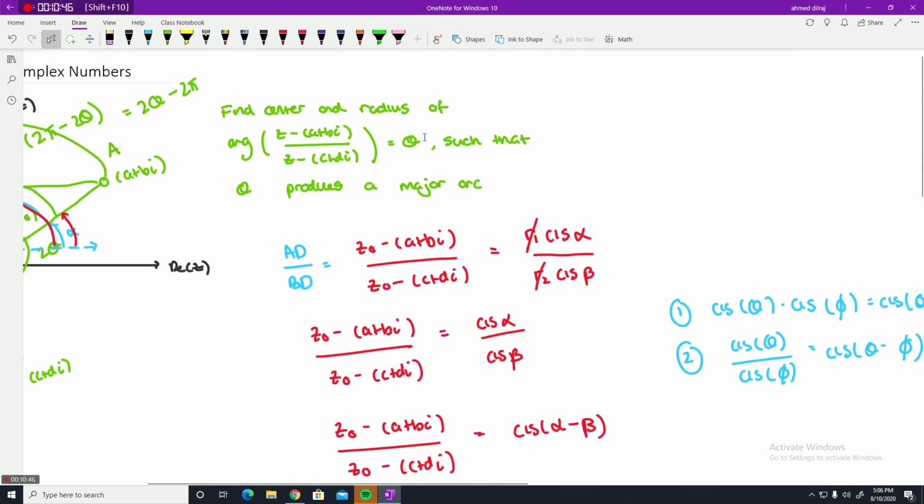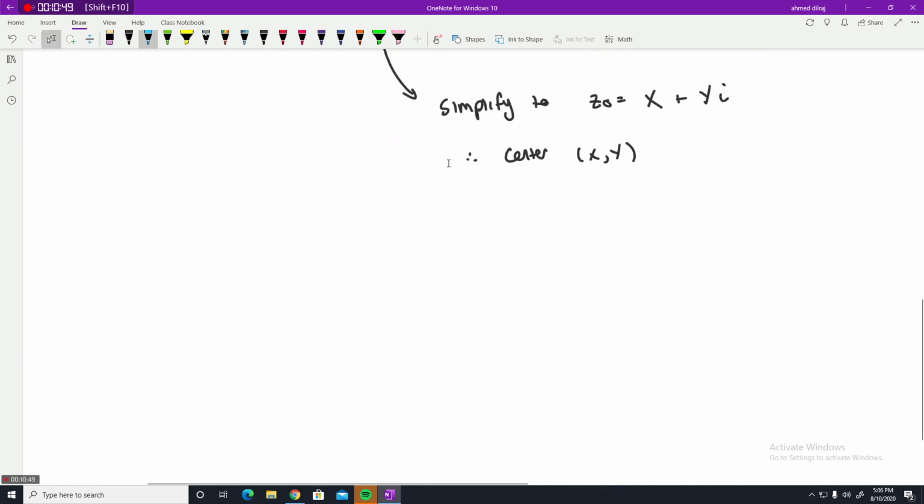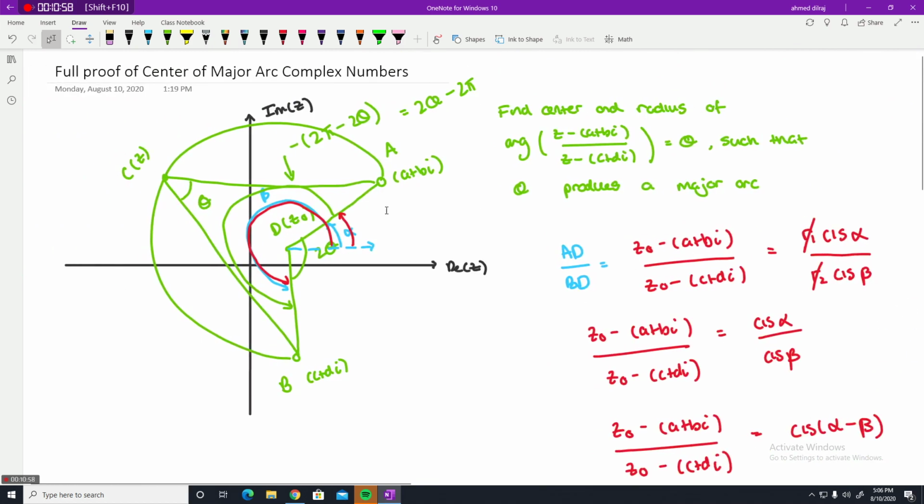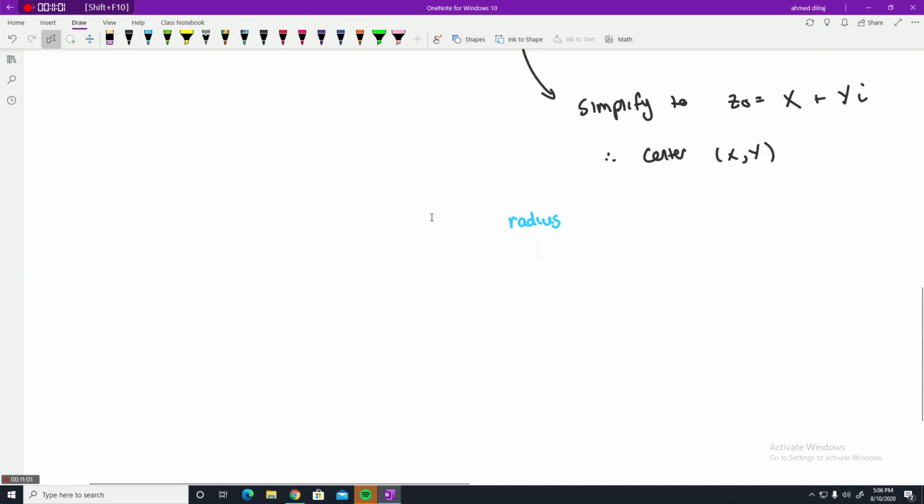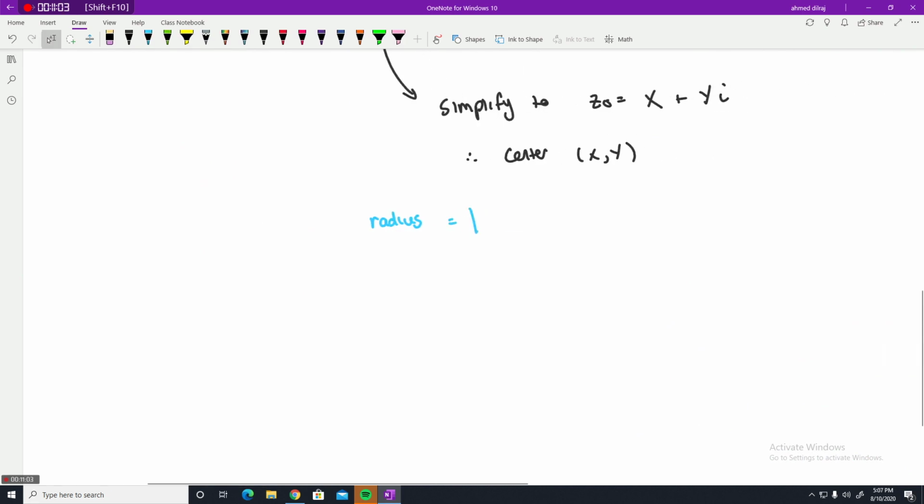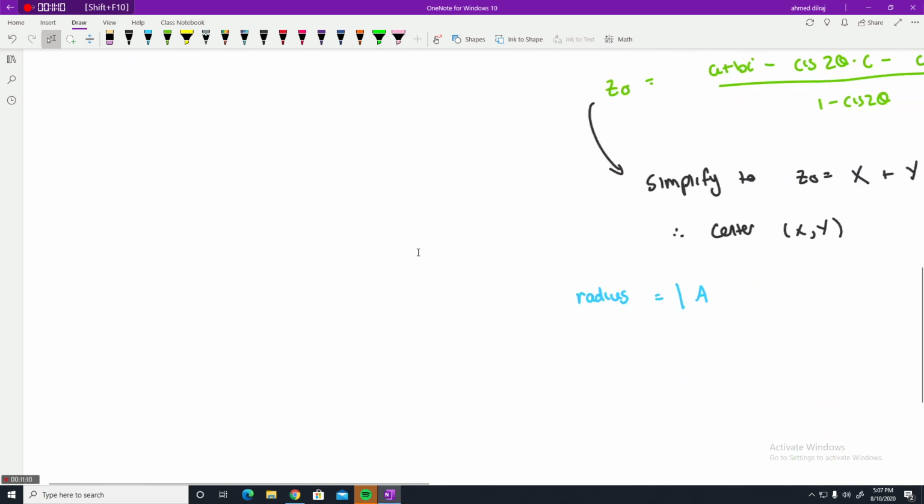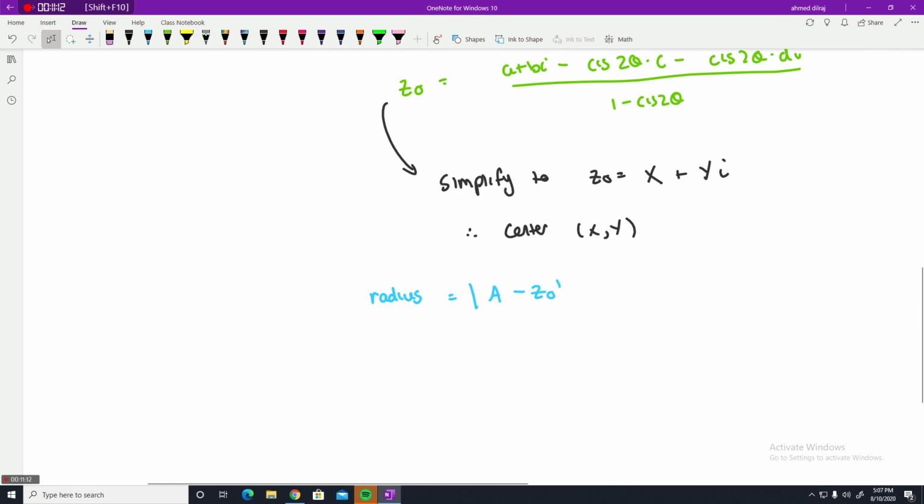And now the next part is to find the radius. Defining the radius is so much easier. The radius is the same as the distance between the center and one of the points on the circle. So the radius can equal the magnitude of point A, which is a point on the edge of the major arc, minus the center of the circle, which could also equal point B minus the center of the circle. It doesn't matter which one. For the sake of argument, I'm just going to use A. Now A has the coordinates a plus bi, and z0 has the coordinates x plus yi.